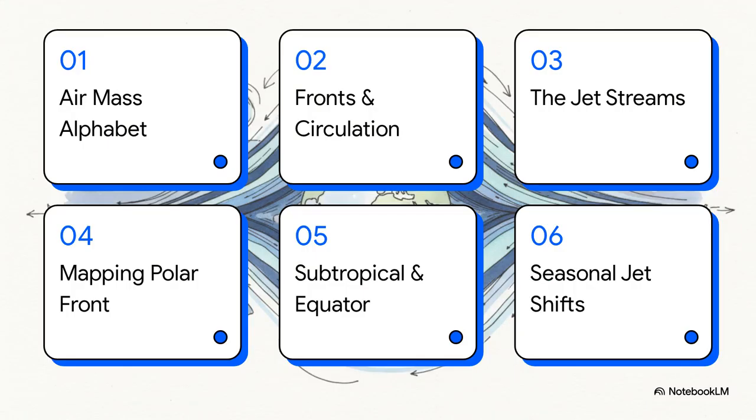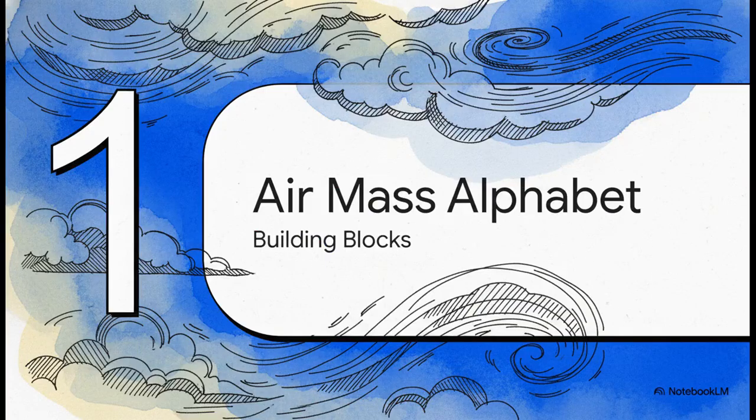Here's a quick roadmap for today. We'll hit the airmass alphabet, fronts in global circulation, introducing the jet streams, mapping the polar front, subtropical and equatorial jets, and finally, seasonal jet stream shifts. Let's jump in. Section 1.